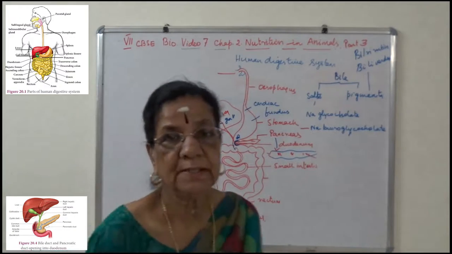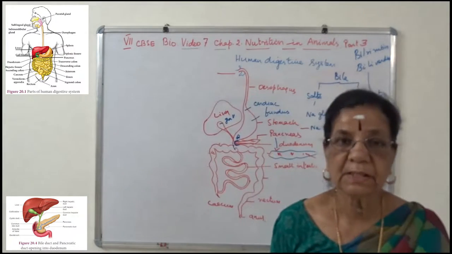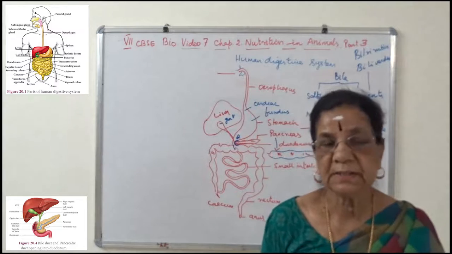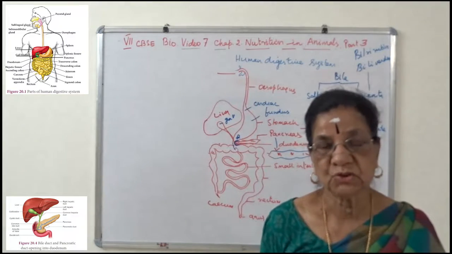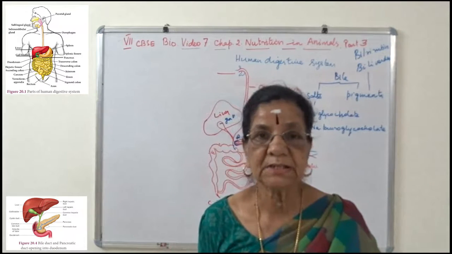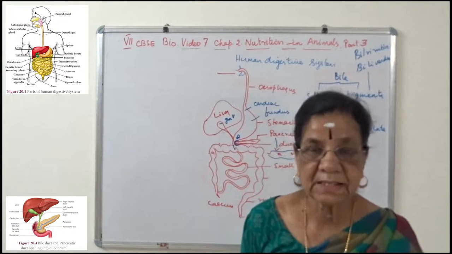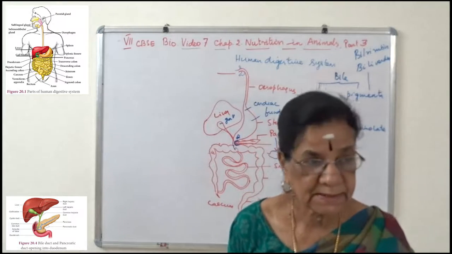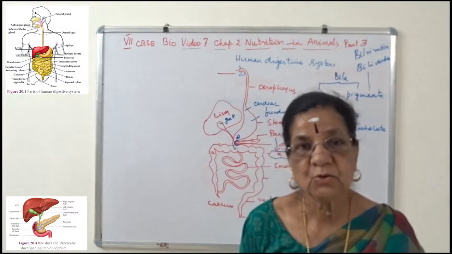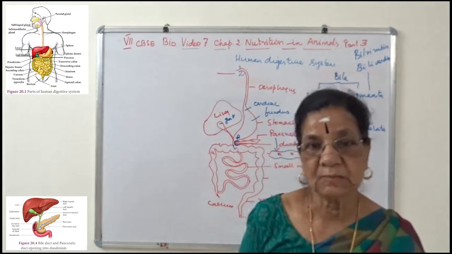And amylase: if any part of the carbohydrate was not digested in the stomach, it will be digested by the pancreatic juice. And lipase acts on fatty substances, where fat content is digested into or converted into fatty acids and glycerol.